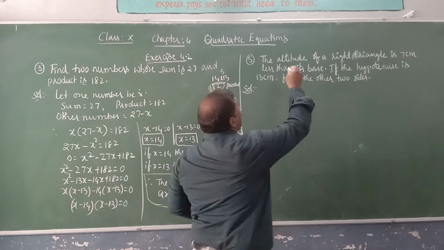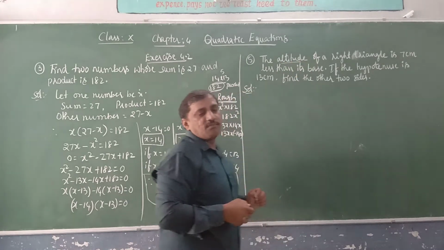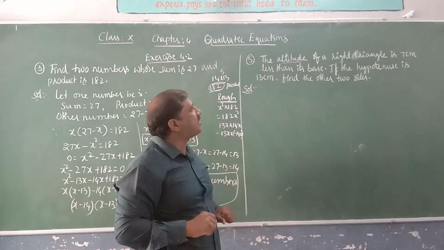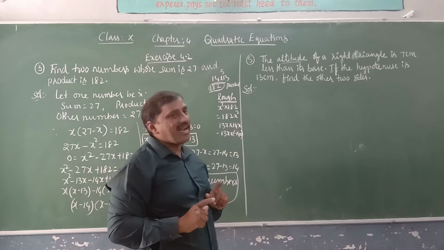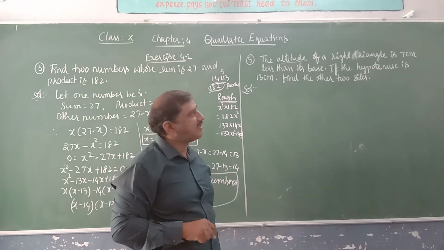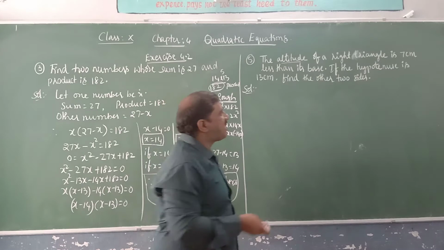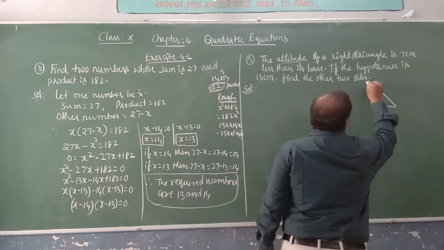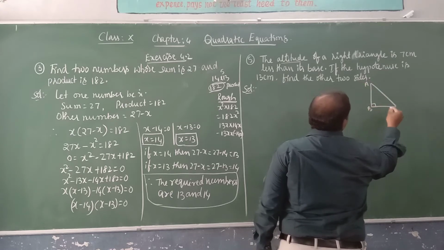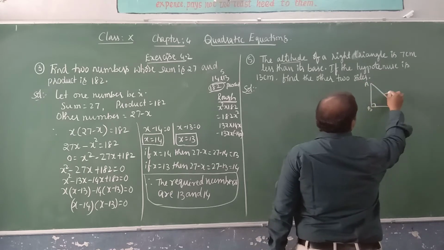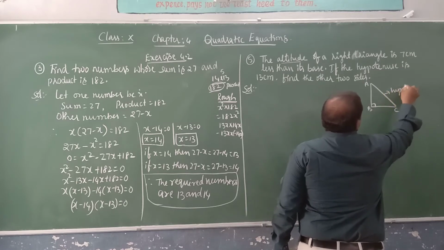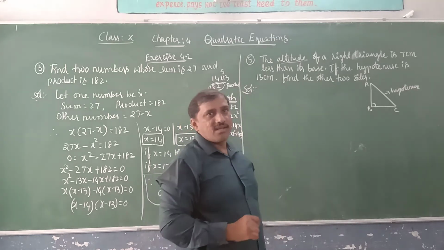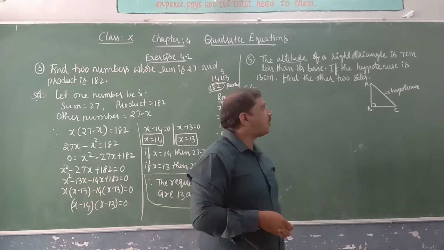First we need to know what altitude is. The perpendicular drawn from one vertex to its opposite side in a triangle is known as the altitude. What is a right triangle? A triangle in which one angle is 90 degrees is known as a right triangle or right angle triangle. This is a right triangle at B. Now this side is the hypotenuse. The hypotenuse is the longest side of the right triangle, the side opposite to the right angle.